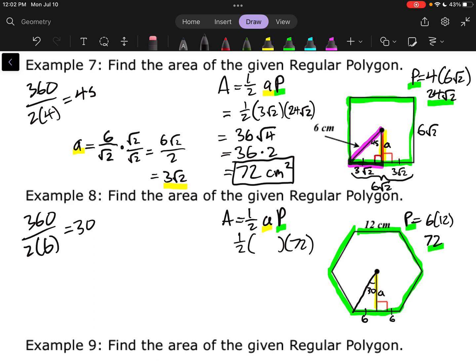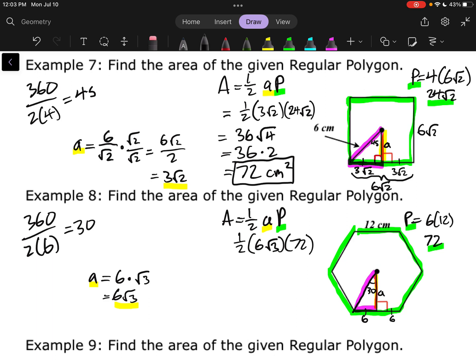Now, if one of the sides is 12, that means that both of the little parts at the bottom where the apothem intersects the side would be 6. So if I want the apothem, then I need to recognize that this little triangle right there is another 30, 60, 90 triangle. And the short leg is 6. And if I know the short leg, then I can find the apothem, the long leg, by doing 6 times root 3, which would just be 6 root 3. So the apothem is 6 root 3.